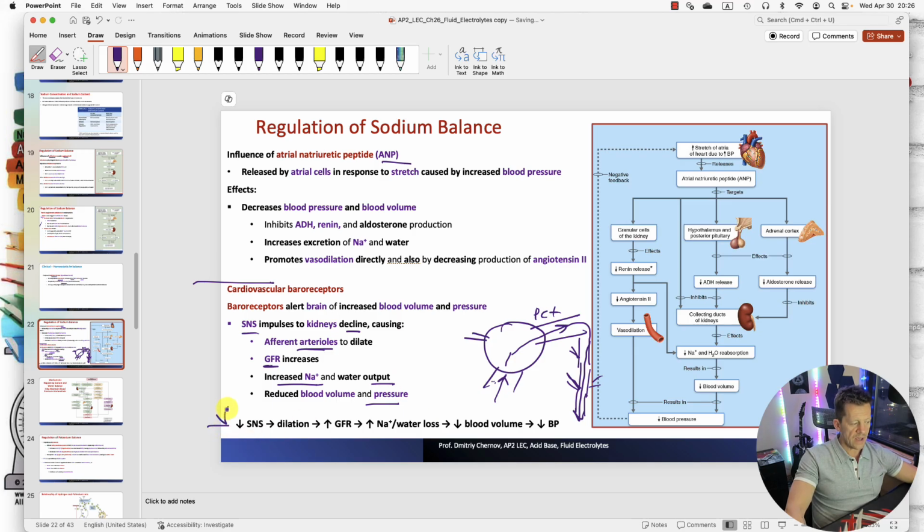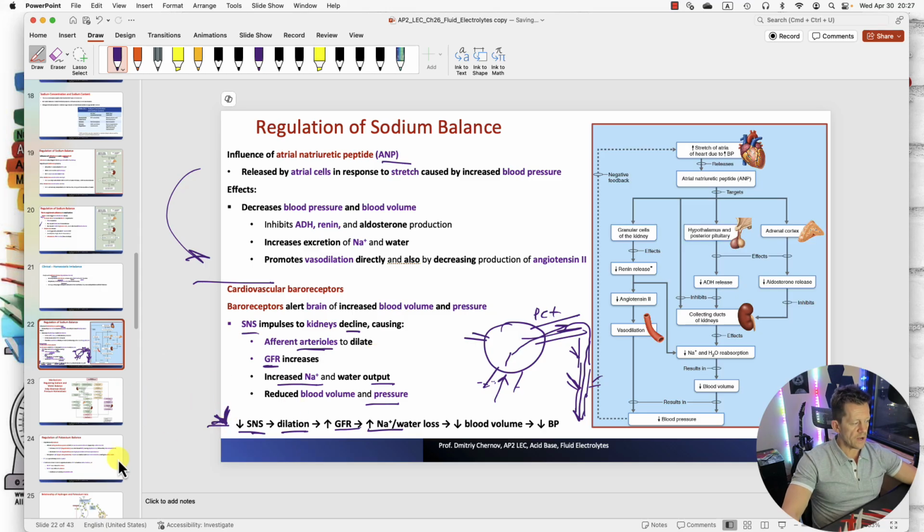Here's the entire cascade of the reaction. I'm going to put a fat check mark here. So decreased stimulation of the nervous system and the renal system leads to dilation of efferent arterioles, leads to increase of filtration that increases water and sodium loss, right? Because you increase the flow, and the blood volume and blood pressure drop. So that's how this ANP can act on all of the steps of the organs that control the increase of blood pressure or keep the blood pressure.